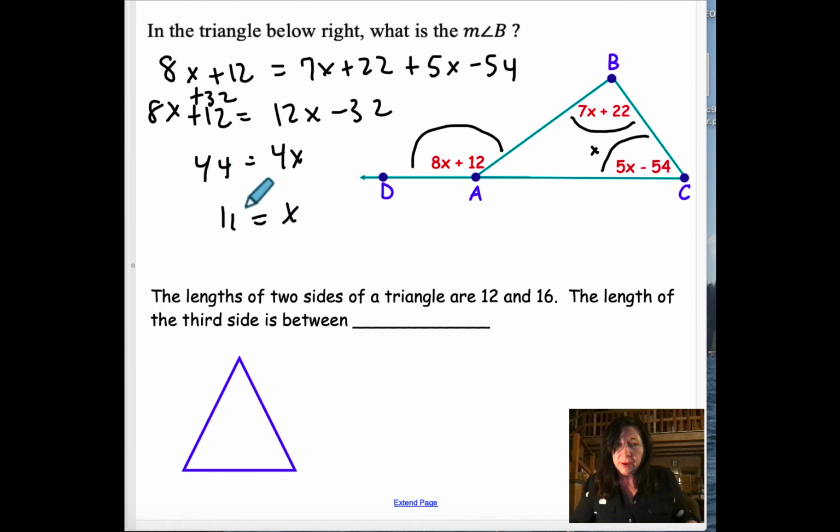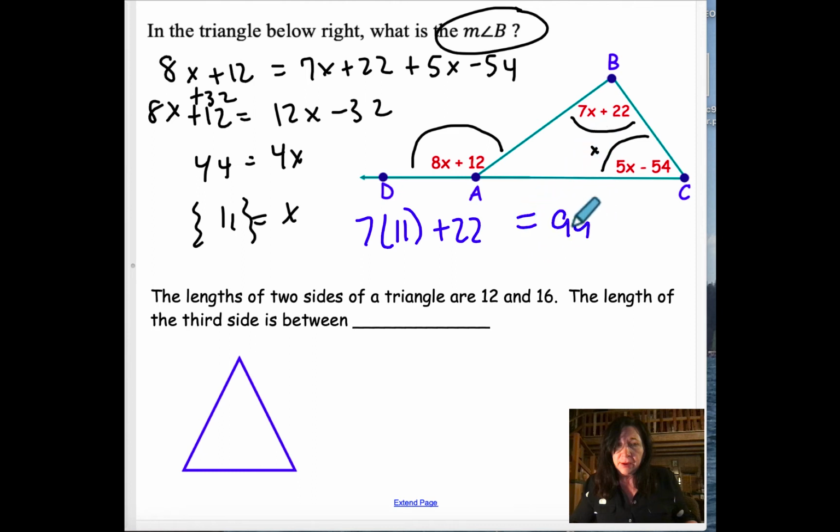What do they want to know? You've got to be careful and make sure you're answering the question. We found x is 11, but is that the answer to the question? No. They're asking what's angle B? B is 7x plus 22, so that's 7 times 11, add 22. 77 plus 22 is 99. So this is how I would write it: the measure of angle capital B is equal to 99 degrees. And then I would box that up.